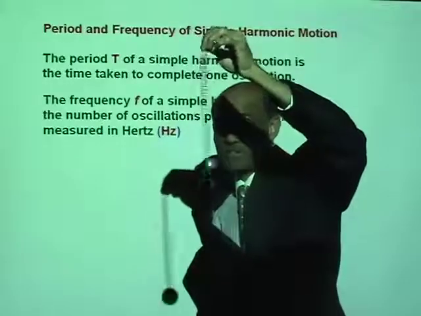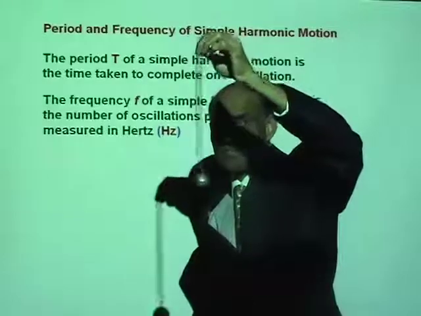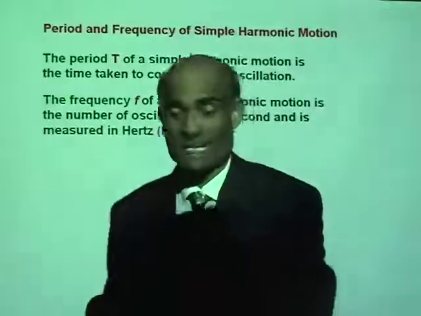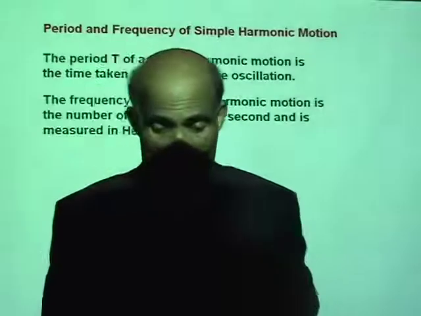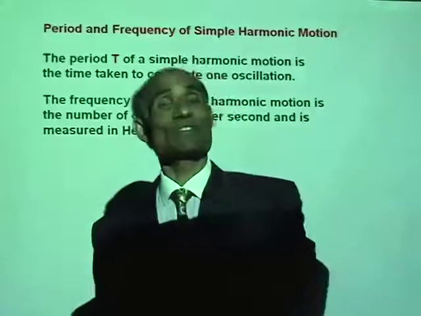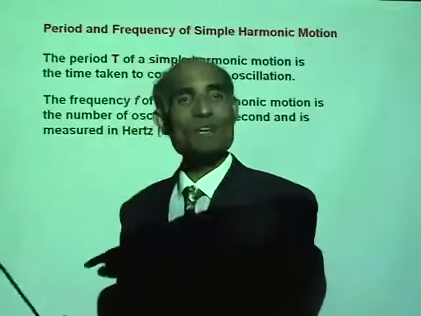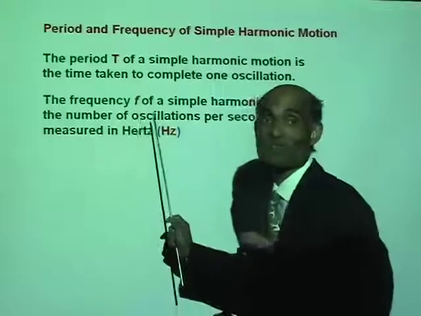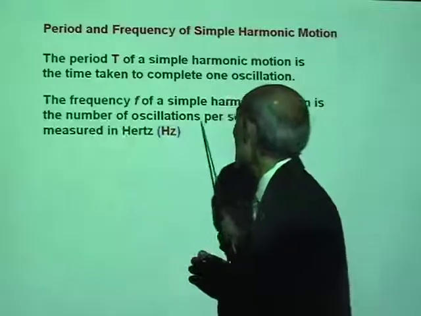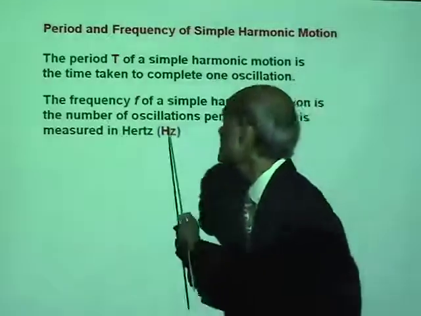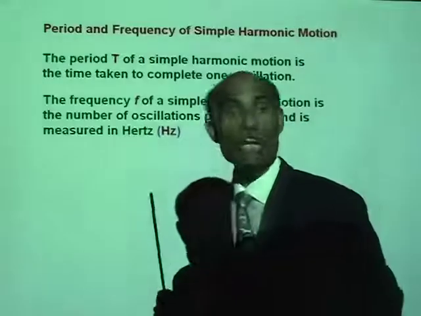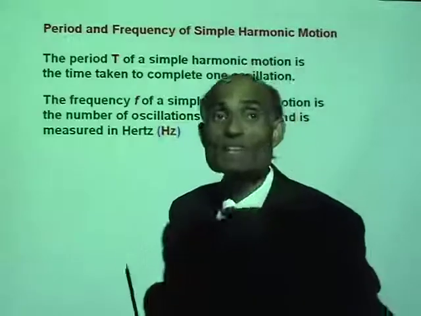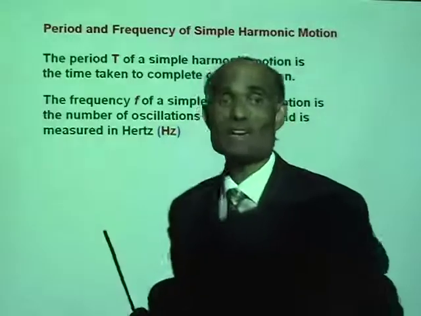Well, this is about 3 times a second. It oscillates 3 times a second. Means the frequency is 3 per second. 3 oscillations per second. So frequency, represented by the lowercase f, is the number of oscillations per second, and it is measured in a unit called Hertz, Hz. What does Hertz stand for? It stands for per second, number per second.